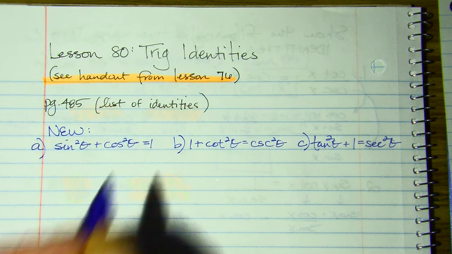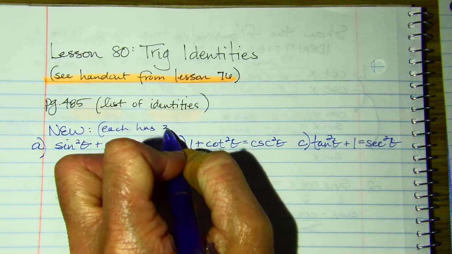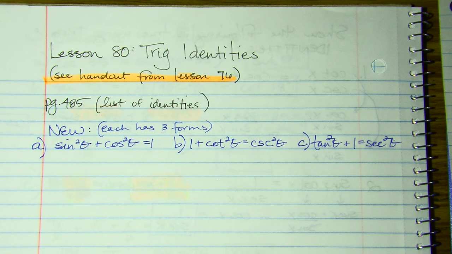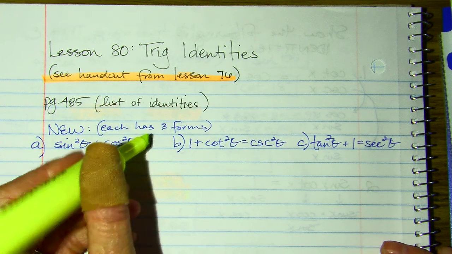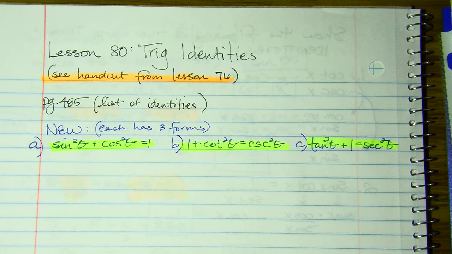Now, each of these has 3 forms it can be written in, right? Because you can move each of these pieces around. So I want you to know that these come in 3 forms, but you need to just memorize the first one. So if you can memorize the first one, you should be able to manipulate it and move it around.